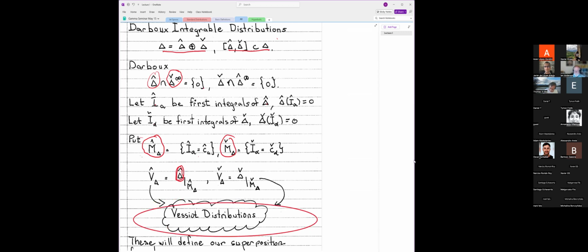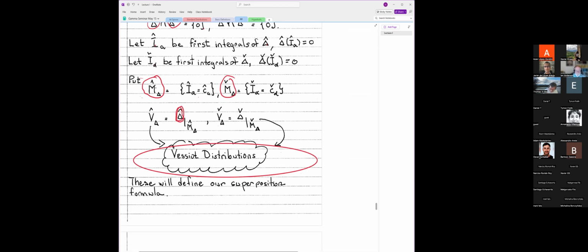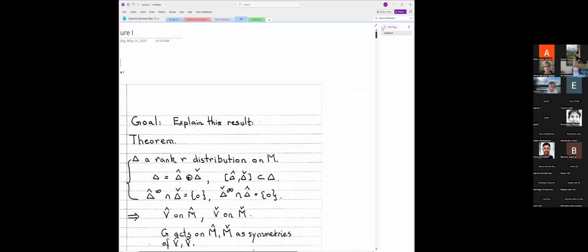these are what we're going to call our Vessiot distributions. And the superposition formula for our original distribution M will be given in terms of, so what we're going to do is build a superposition formula for the original distribution out of solutions to this. So give me an integral manifold here, give me an integral manifold here. I'm going to tell you, not today, but next time, how to build integral manifolds of the original distribution from this.